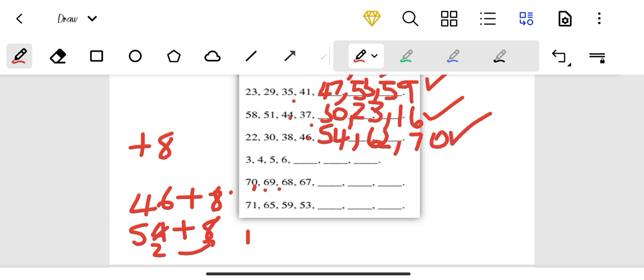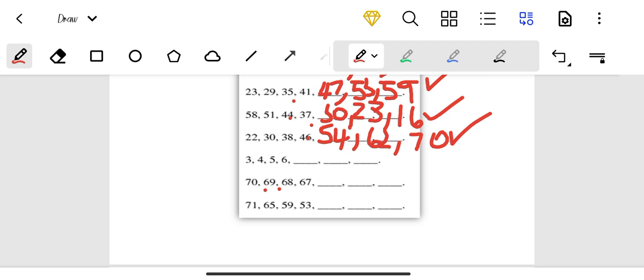So jumping to the next, we have 3, 4, 5, 6. What happened to 3 for us to get 4? We added a 1. So it means that we're going to say 6 plus 1, it's 7, 8, and 9. And you're done. Next: 70, 69, 68, 67. For us to get 69, what happened to 70? They subtracted a 1. So it's going to be 66, 65, and 64.